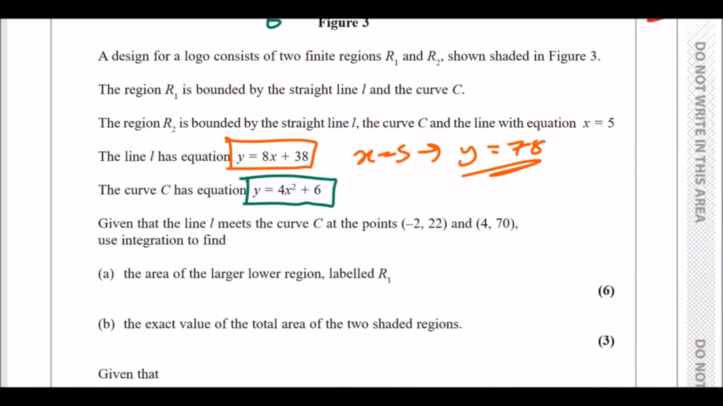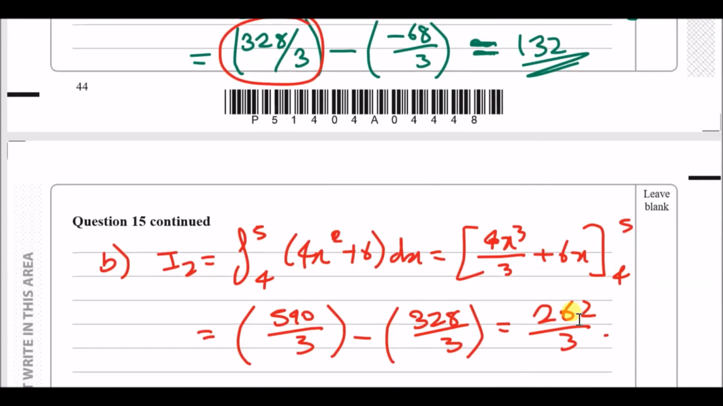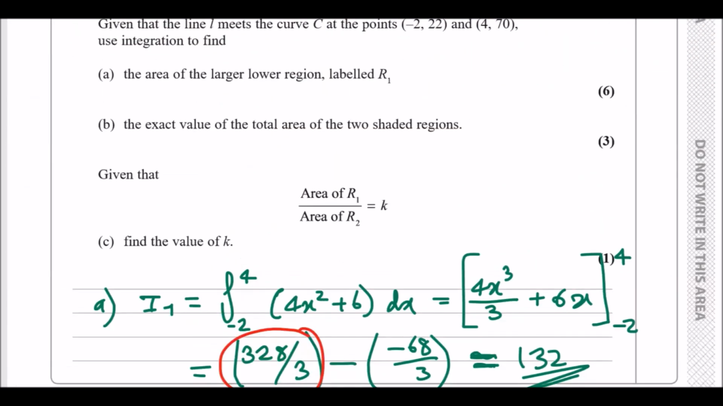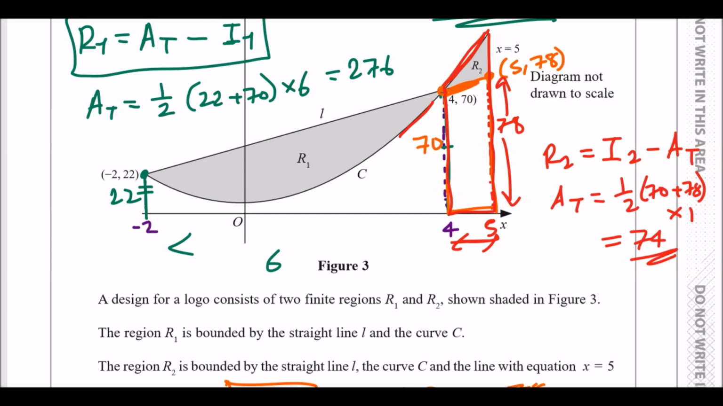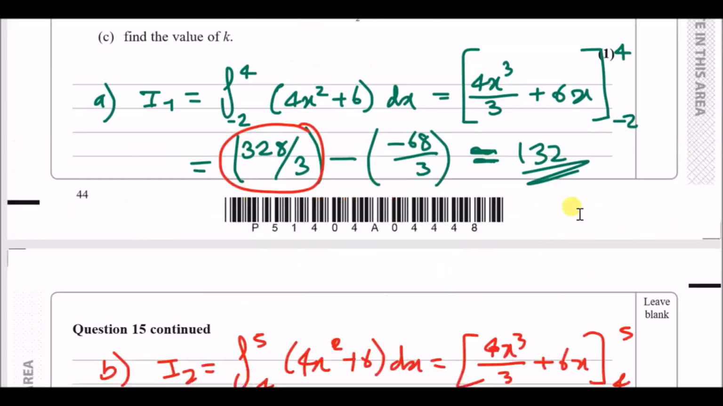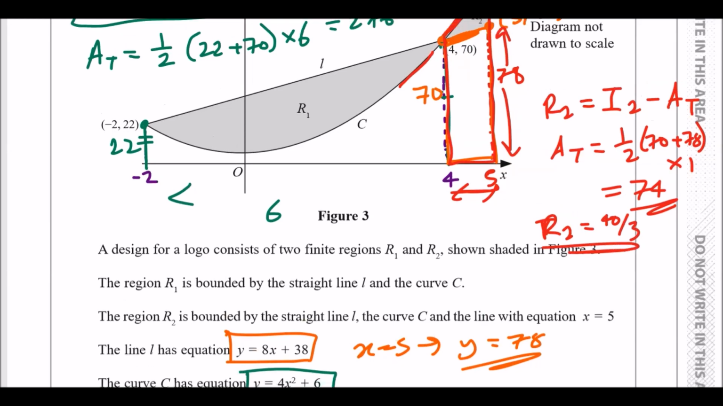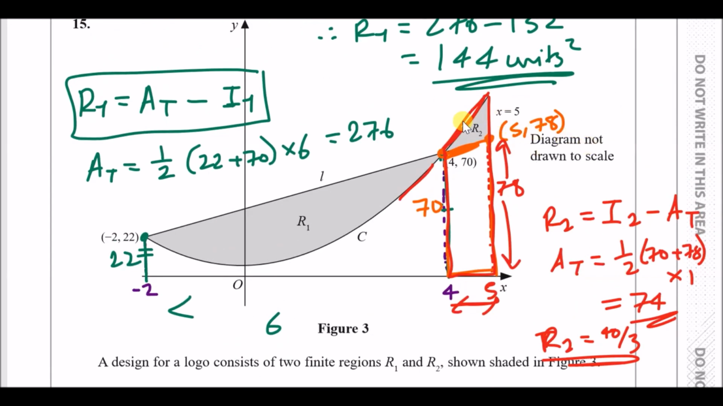So going back to the formula, we said that region 2 is the difference between I2 and the trapezium. So it'll be 262 over 3 minus 74. So region 2 equals 262 over 3 minus 74. That'll give us 40 over 3. Quite small. Yep, makes sense, that's a small area. So that's it. We found region 2.